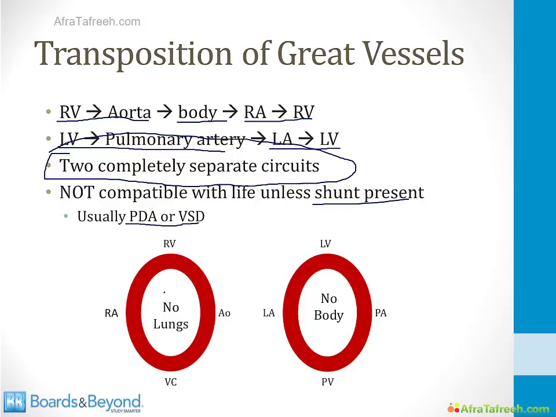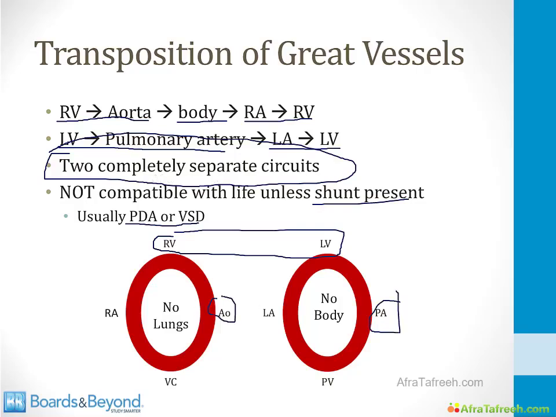At the bottom of the screen, I've shown the two circuits. So on the right side of the heart, you have a circuit that does not go through the lungs. On the left side of the heart, you have a circuit where the blood does not go through the body. So a VSD would allow the right ventricular blood to mix with the left ventricular blood. A PDA would allow the pulmonary artery blood to mix with the aortic blood, and you need one of these shunts present for this to be compatible with life.